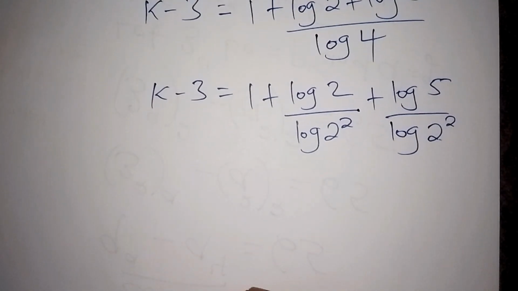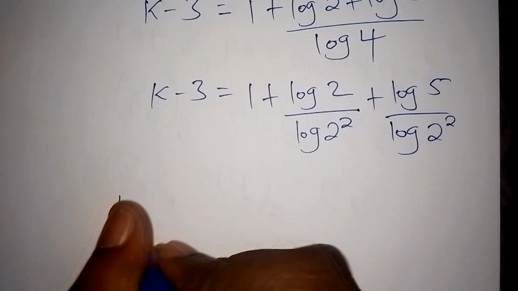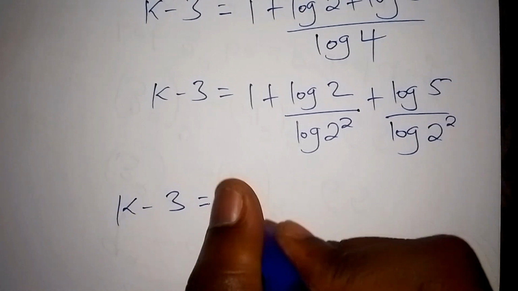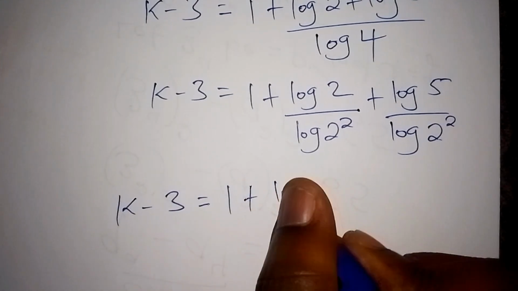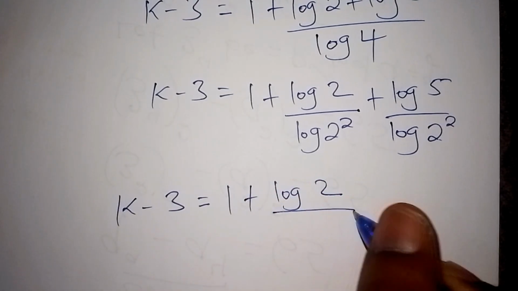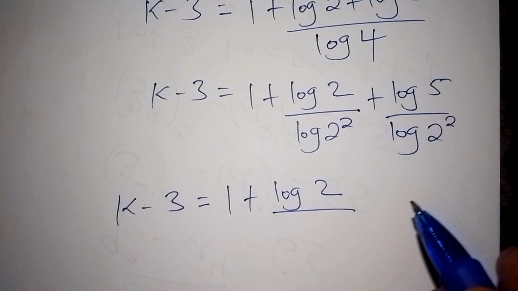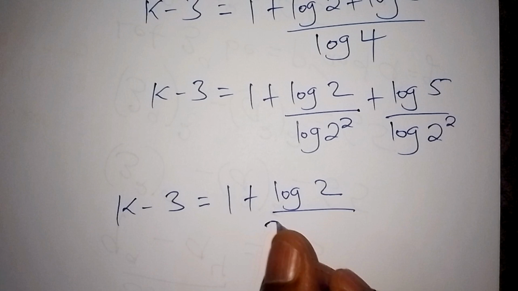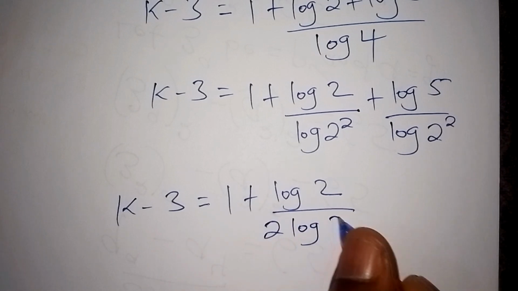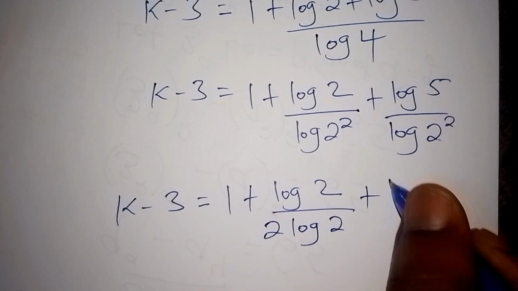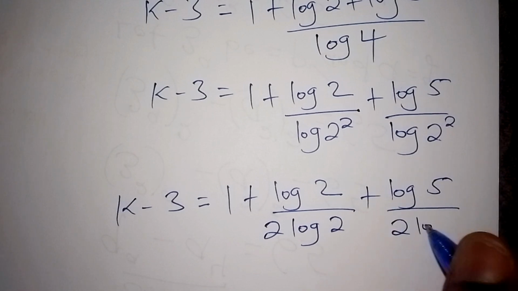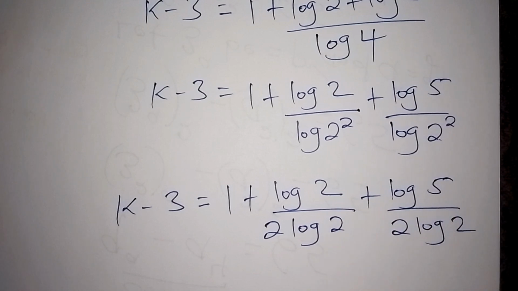So we proceed by now saying that our k minus 3 is equal to, so here now we shall have 1 plus the log of 2 all over, so the log of 2 to the power of 2 can also be expressed as 2 log 2. So 2 log 2, then also plus the log of 5 all over 2 log 2.